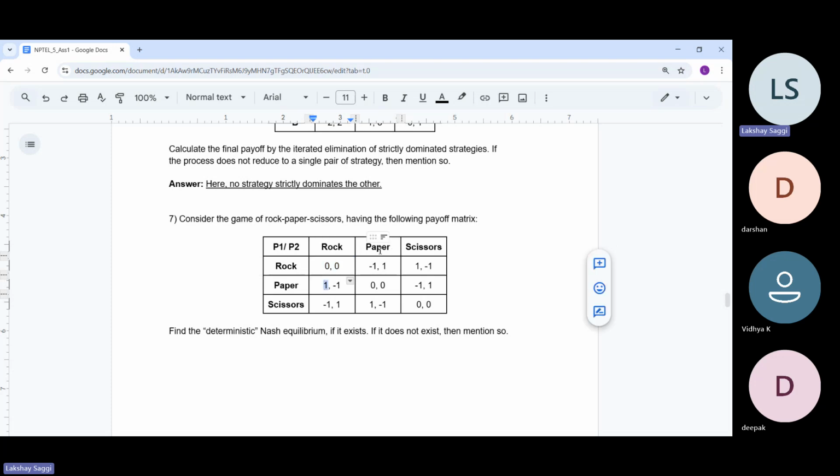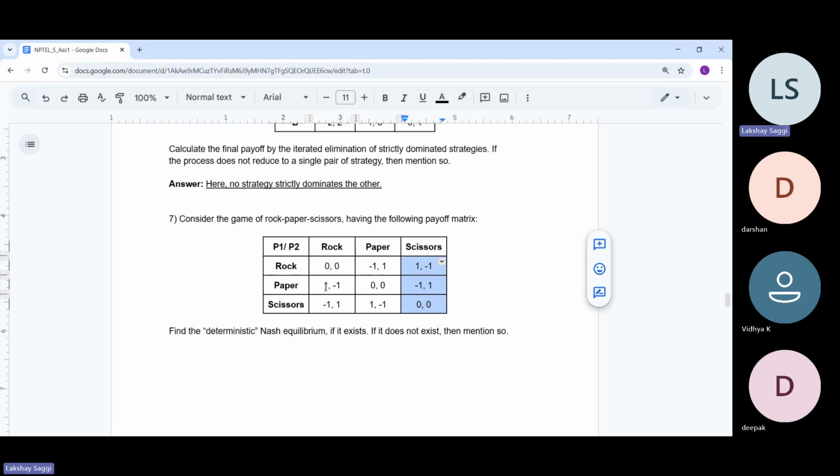Similarly, if it was rock comma paper, then right now the column player is winning, so the column player has no real incentive to switch. But the row player might think of changing from rock to scissors so that he can beat the paper. So the row player will have an incentive to switch from rock to scissors as his payoff will increase from -1 to 1. That's why this also won't be a Nash equilibria.